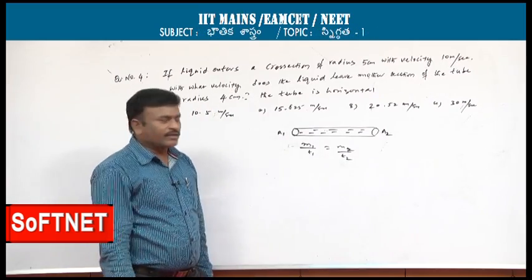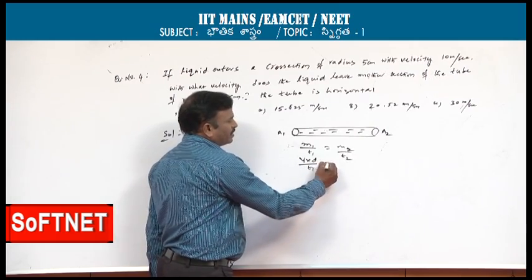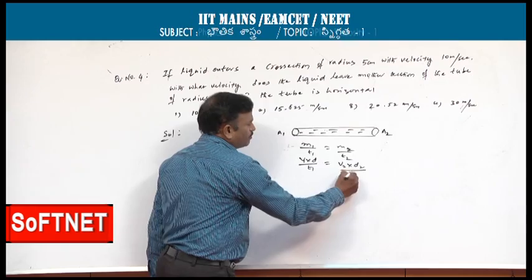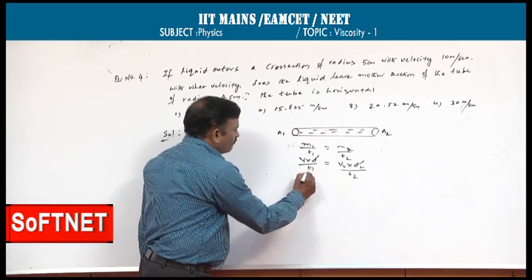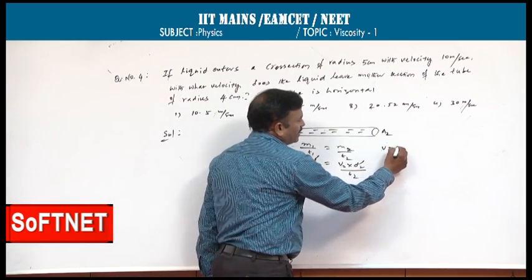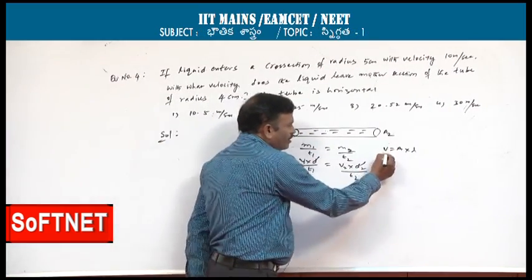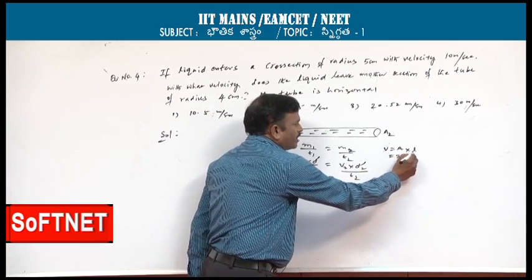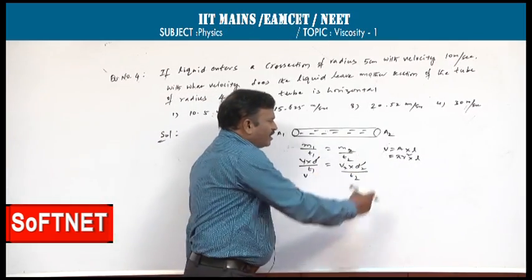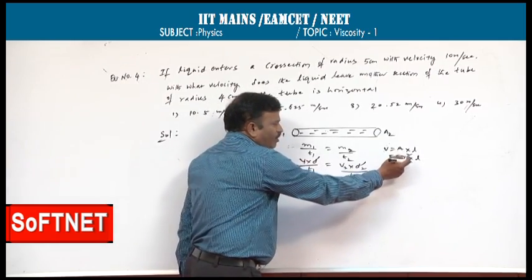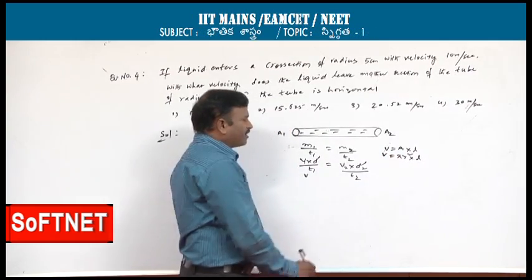You might be knowing, here mass is volume into density, so V1 into density D1 by T1 equals V2 into density D2 by T2. Here the density is the same, as the same liquid is entering. V is volume, and volume is area of cross section into length. Here the area is pi r square, into L. Next, keeping the area constant, volume is constant, the rate of volume is constant.